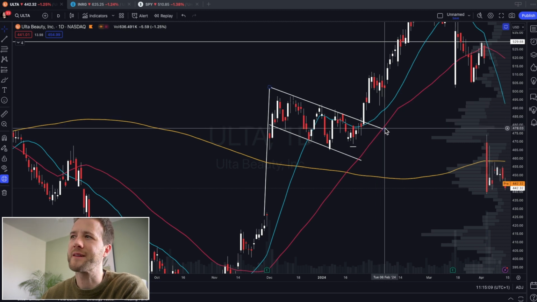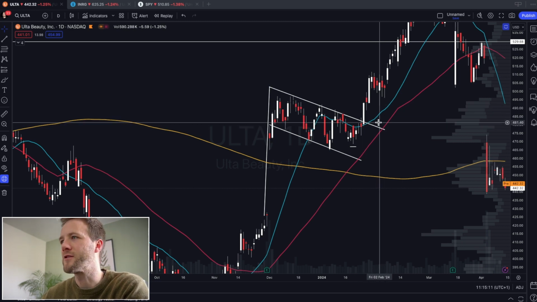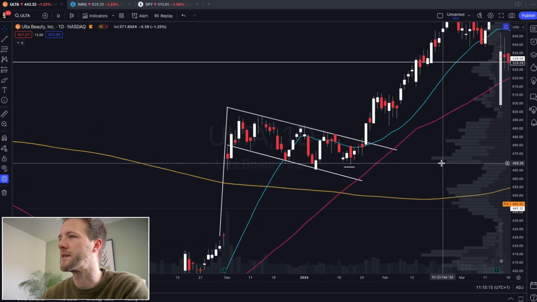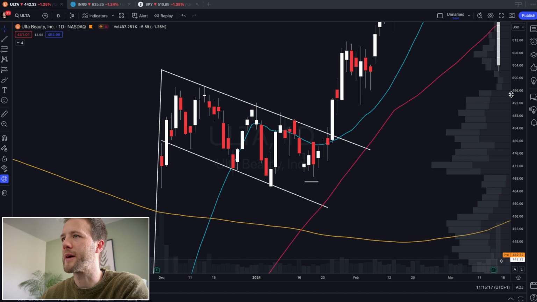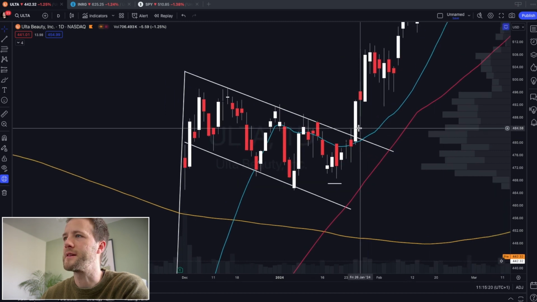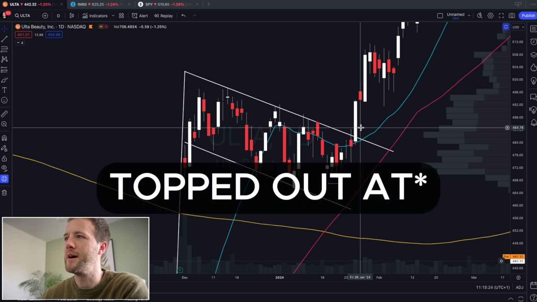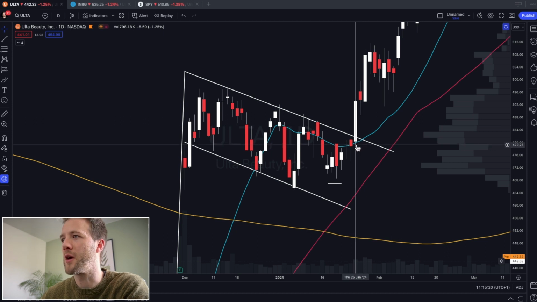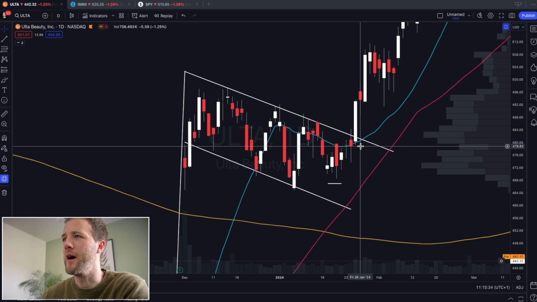So you're probably thinking, where is your entry point? Your entry point could be just above this last wick here. If we zoom in, you can see that this wick on Wednesday the 24th of January finished at 484, so you might want to enter just above that and then keep a stop loss just below the wick on the current day. If you're following me, then you're doing well.